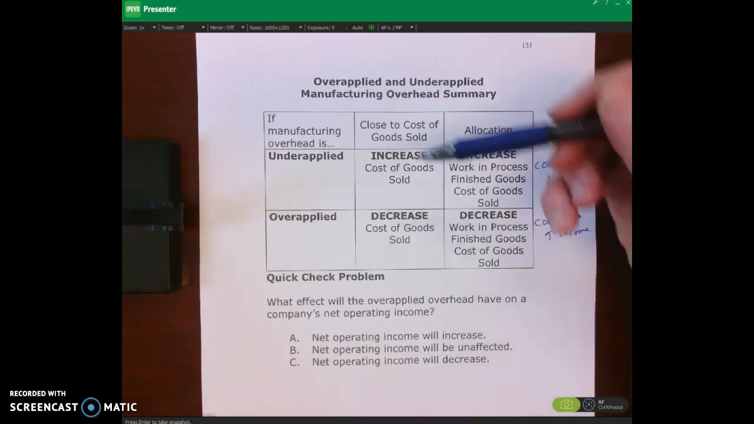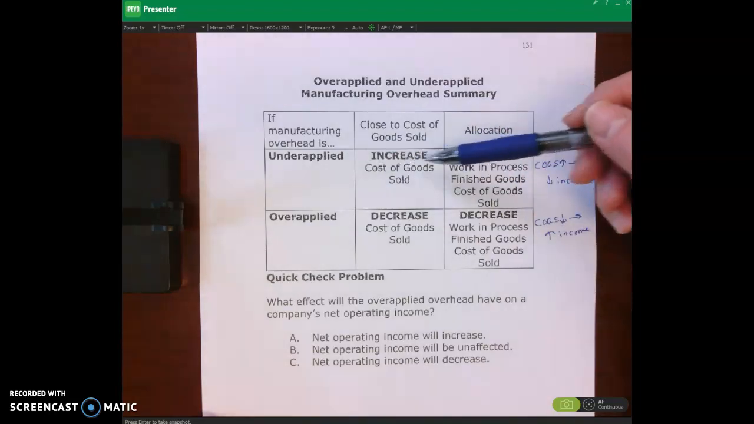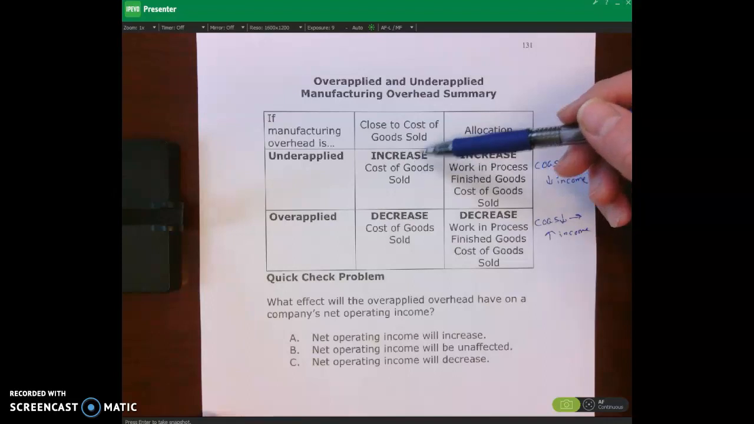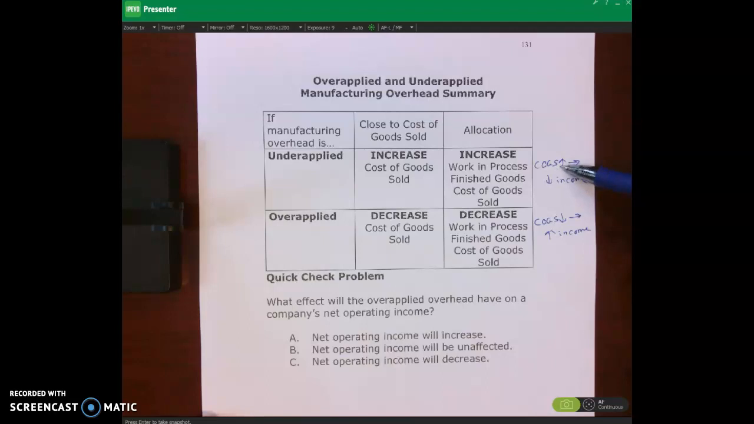If we look at underapplied overhead, remember the journal entry would be to debit cost of goods sold and then credit manufacturing overhead if we close it all out to cost of goods sold. Or if we allocate it, which means it's material, debit work in process, debit finished goods, debit cost of goods sold, and then credit manufacturing overhead. As cost of goods sold goes up, cost of goods sold is an additional expense. So that means expenses are going up. As expenses go up, net income goes down.